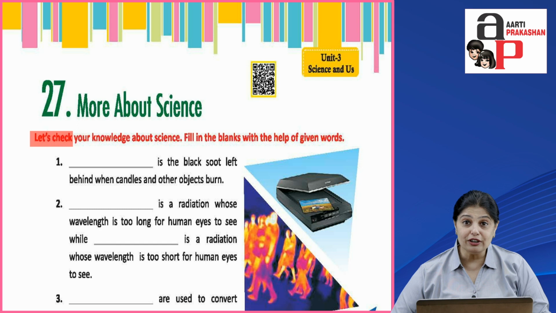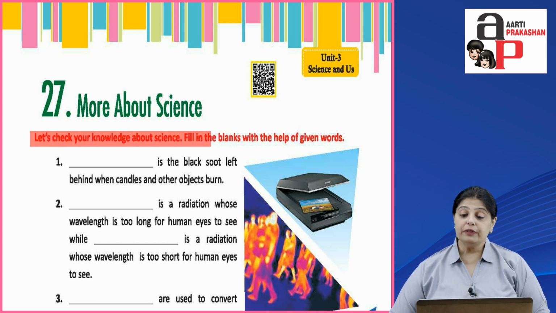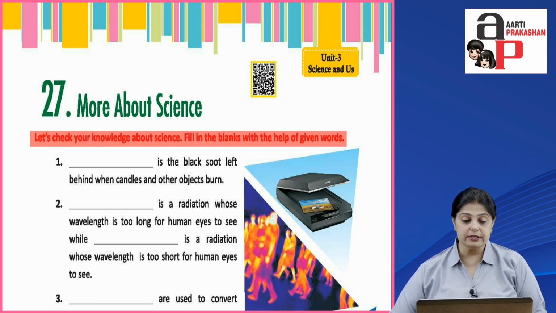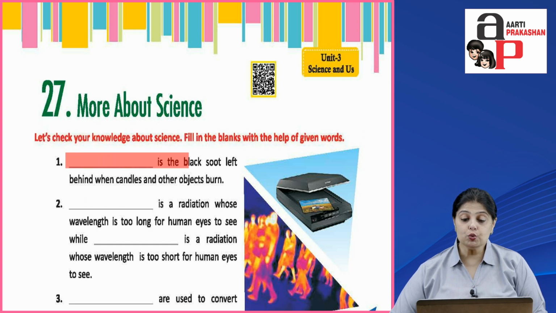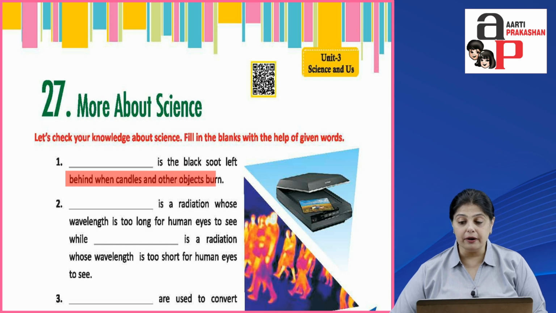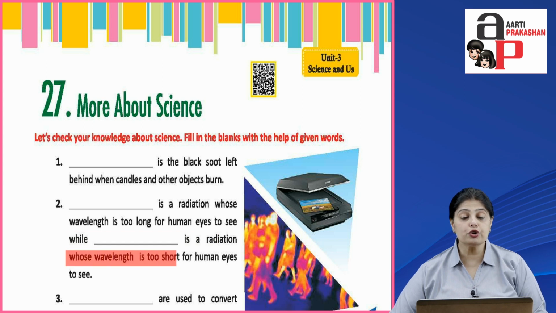Alright, so let's check your knowledge about science. Fill in the blanks with the help of given words. Dash is the black soot left behind when candles and other objects burn. What is it? It is the amorphous carbon. Okay, this is a radiation whose wavelength is too long for human eyes to see, while dash is a radiation whose wavelength is too short for human eyes to see. What is it? It is the infrared.